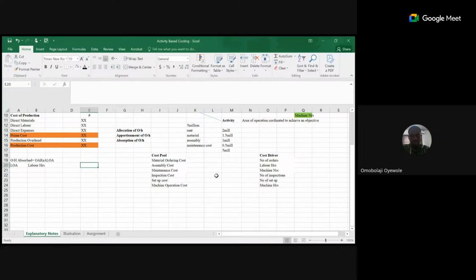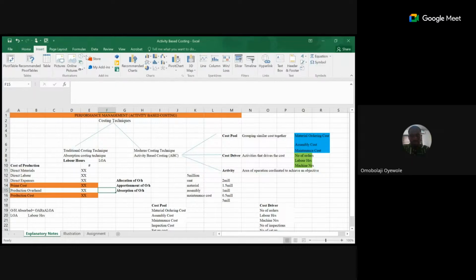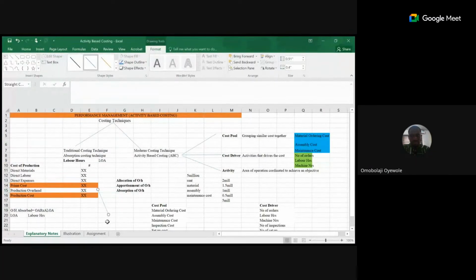Okay, now let's come back to this cost of production. Remember we said the cost of production has to do with your material, labor, expenses, then your production overhead. So what do we want to achieve using the traditional costing technique and the absorption costing technique? How to calculate production overhead. Calculation of production overhead is what we want to achieve.